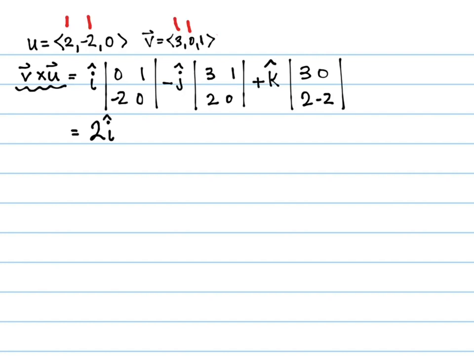Yeah, so this is 2i, and then I have, this one's 0, but this piece right here would be 2, and it would be minus 2, and then I have another minus right here. So I end up with plus 2j. And then at the end, this one's 0. So I only have this component, which would be negative 6, so I have negative 6k.